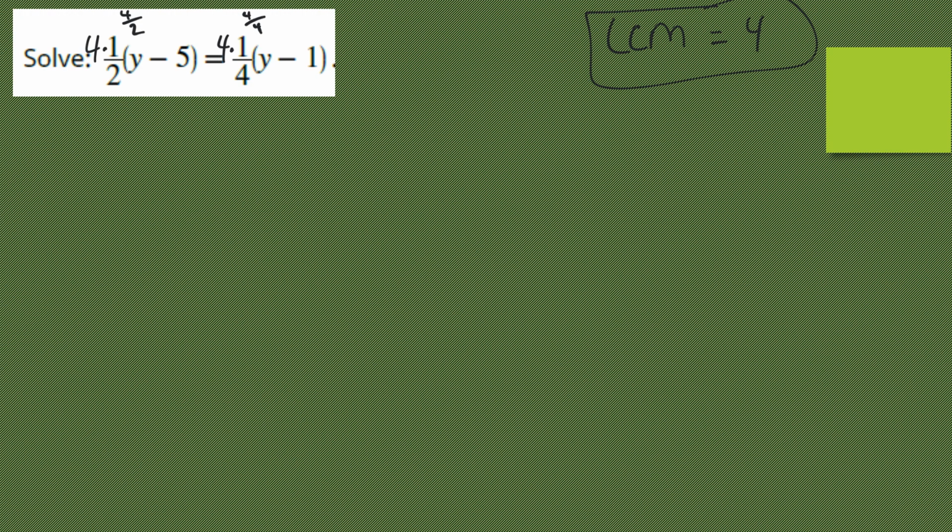4 over 2 I know is going to simplify to 2. 4 over 4 is going to simplify to 1, so that's just going to leave what was in the quantity. 1 times that gives you that. Distributive property over here.